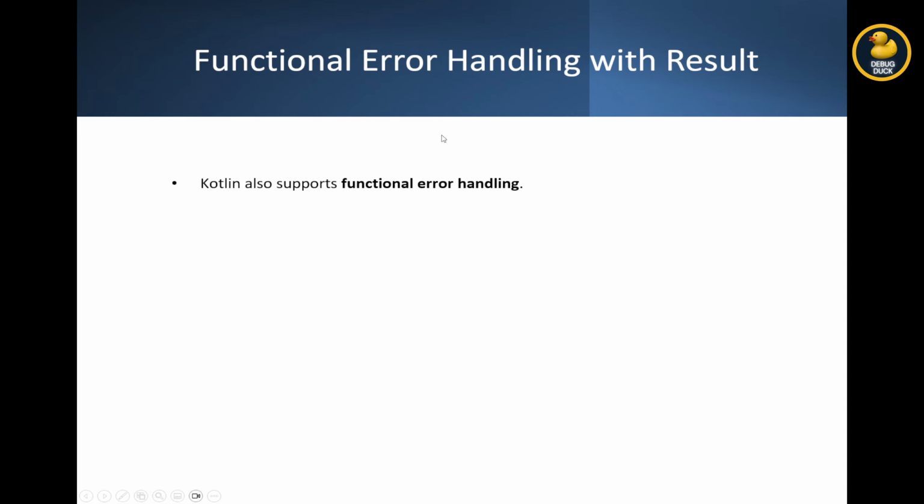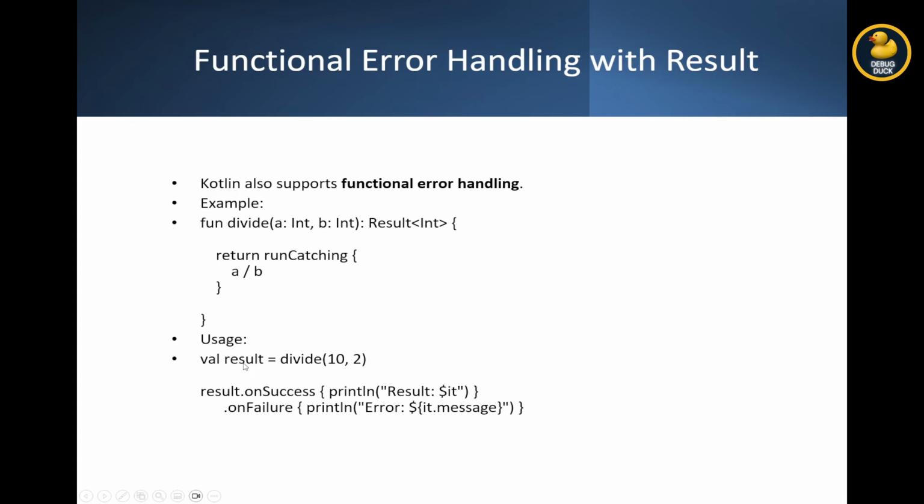Functional error handling with Result. Kotlin also supports functional error handling. For example, fun divide takes a and b and returns a Result, returning runCatching { a / b }. The usage: val result equals divide, passing the two values, then result.onSuccess prints the result with it, and onFailure prints the error and its message. This avoids try-catch clutter.